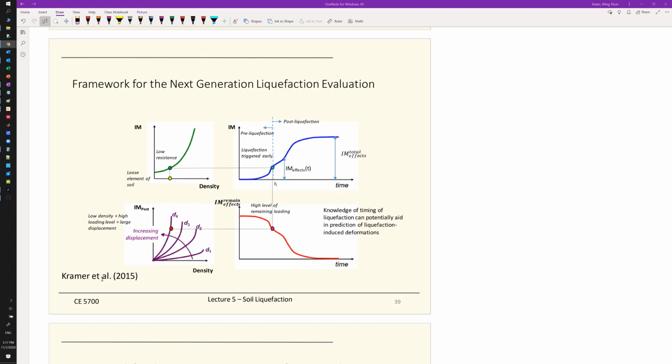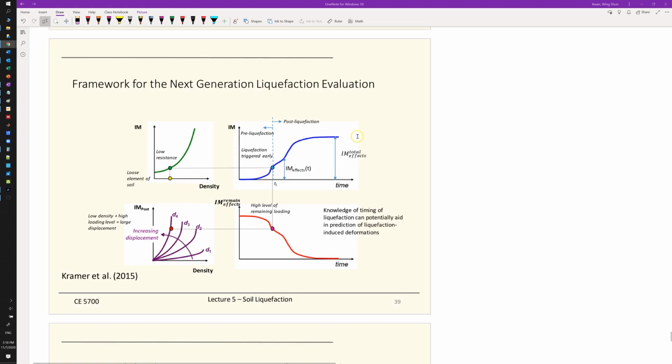The way they do it is they start from the liquefaction capacity curve that we know, and then they use different types of intensity measures to characterize earthquake ground motions or loading events, and they try to bring in the time domain of ground motions. From the capacity curve, they will know, or try to estimate, the exact time of when liquefaction will happen for given ground motions, and then they can separate the ground motions.